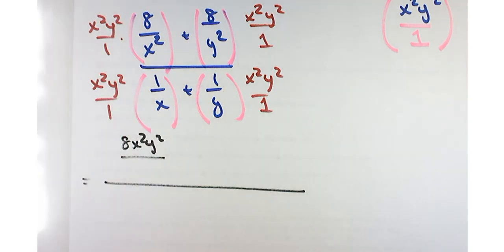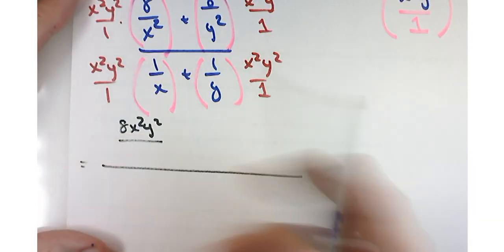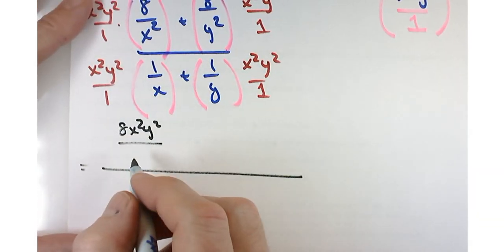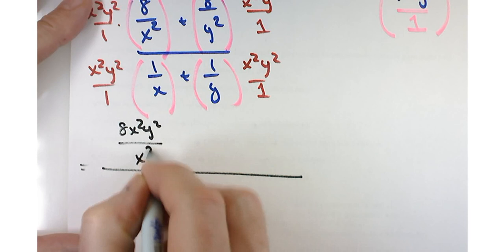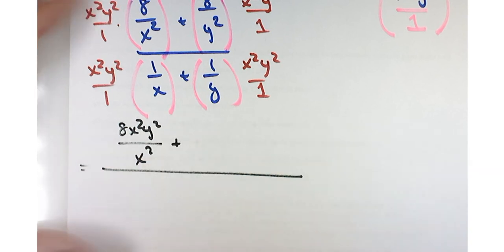Ryan, J, what would be in the denominator of this product? Oh, x squared, sorry. X squared. Awesome. Ryan, you're a ventriloquist. That's pretty cool.